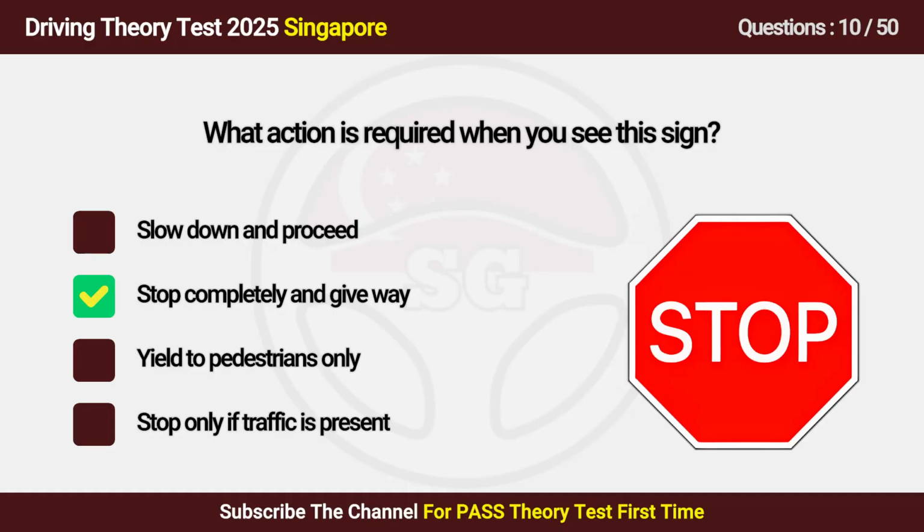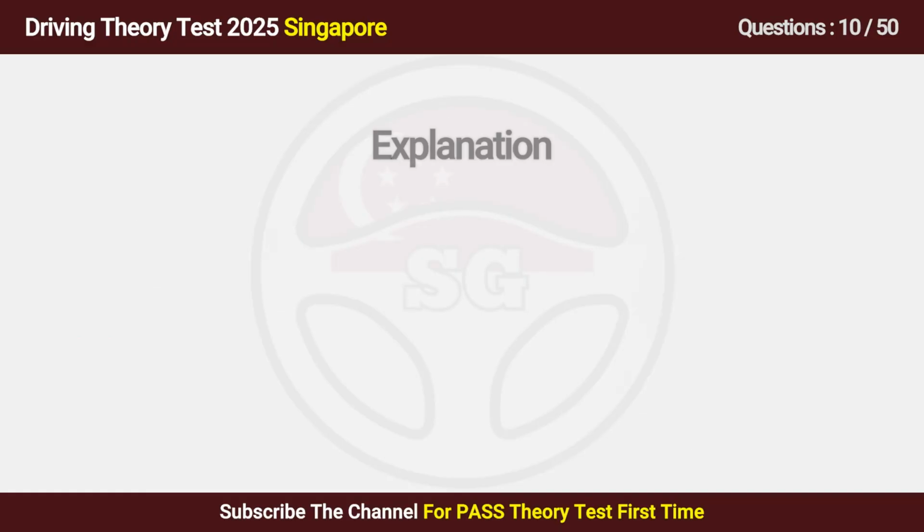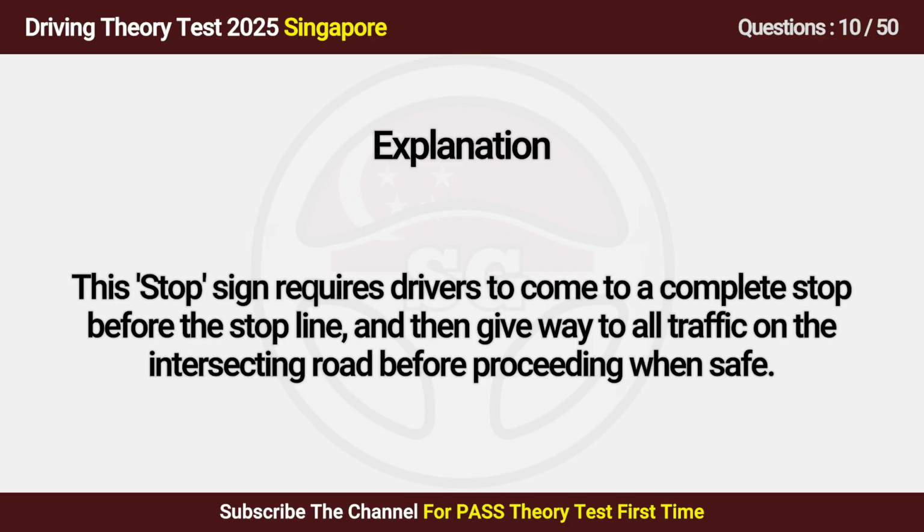Answer is B. Stop completely and give way. This stop sign requires drivers to come to a complete stop before the stop line, and then give way to all traffic on the intersecting road before proceeding when safe.